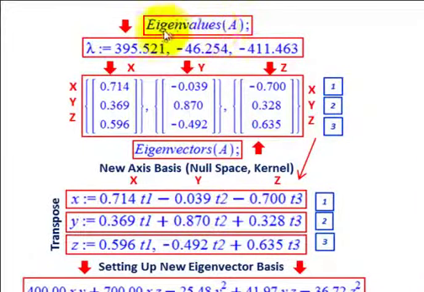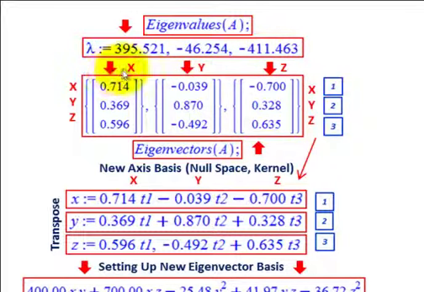Okay, now for our conversion. So we've got our eigenvalues that we've calculated, and for each of those eigenvalues we have a set of x, y, z coordinates. So for 395 we have x 0.714, y 0.369, and z 0.596. And those are the eigenvectors. So the eigenvector is telling us the direction that our eigenvalue is going in. And the eigenvalue is just a multiple of our eigenvector. So we have 3 sets of eigenvectors for each of our eigenvalues. Minus 46 gets this set, and minus 411 gets this set.